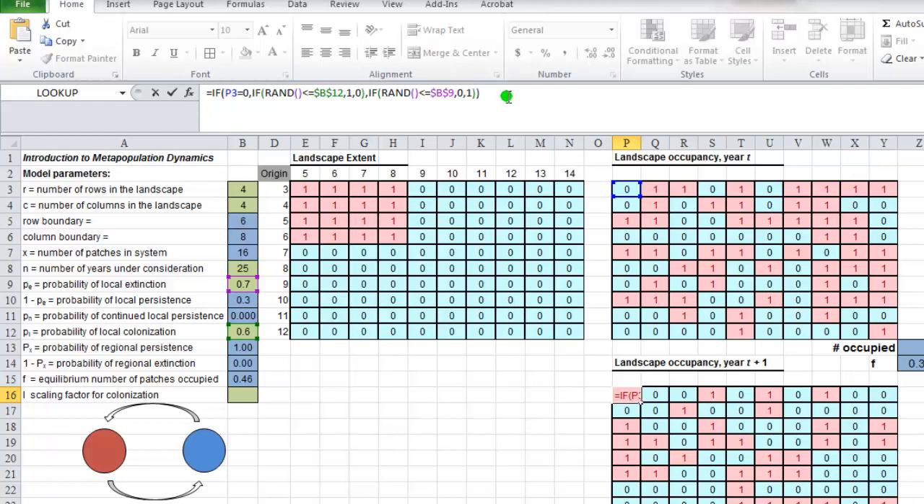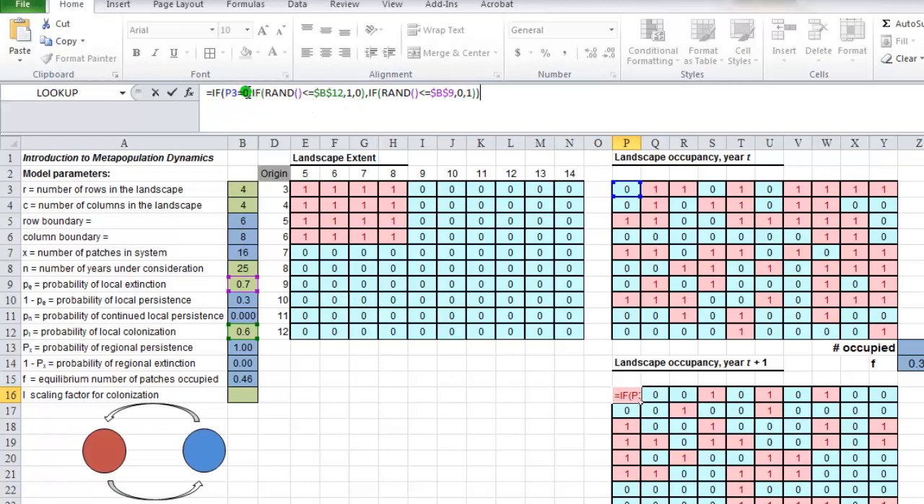And it has assumptions. So let's review this model, and then we'll be able to make some adjustments to it. This model is basically doing the following. It's asking, is the cell occupied or not in the previous time step? If it's not, then we're going to colonize it if a random number is less than cell B12, the probability of local colonization. If the random number is less than that, we're going to flip the 0 to a 1 and now let that patch be occupied. Otherwise, we'll keep it 0 and it remains unoccupied.